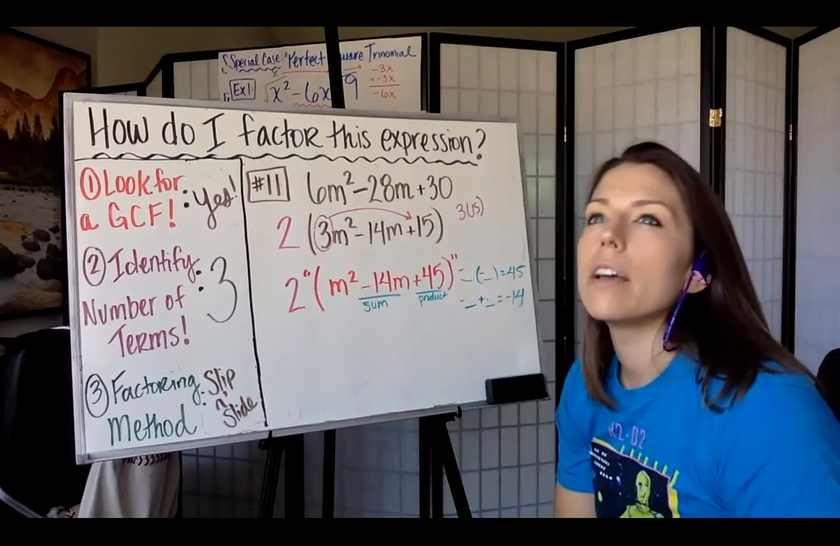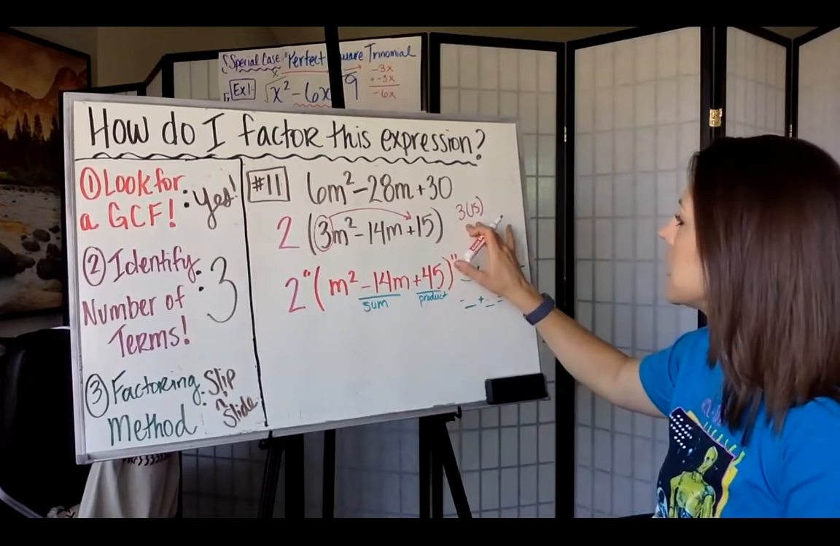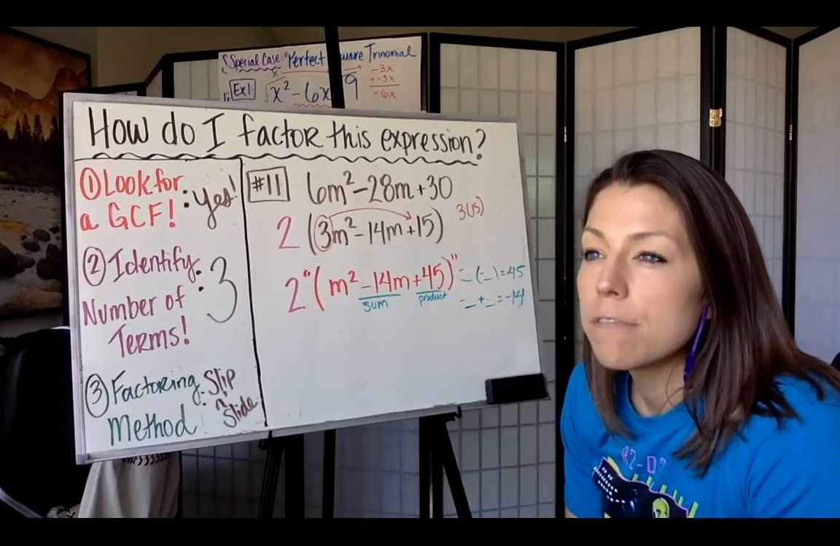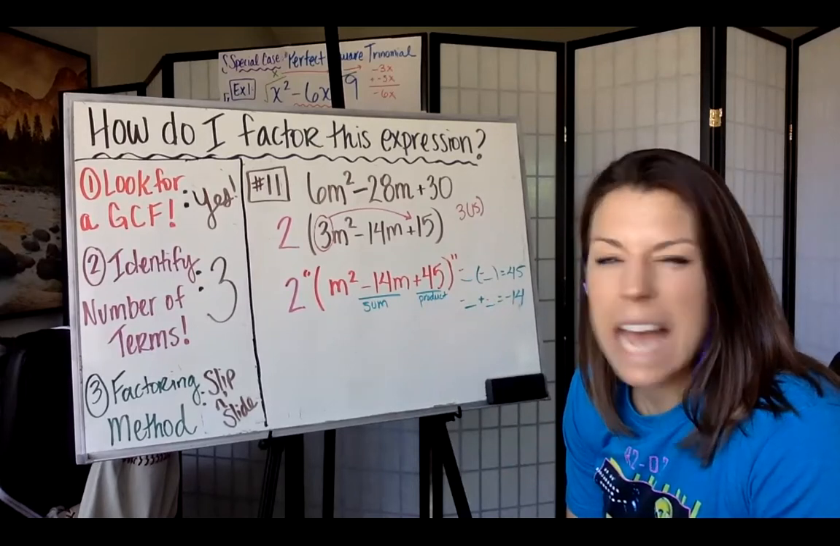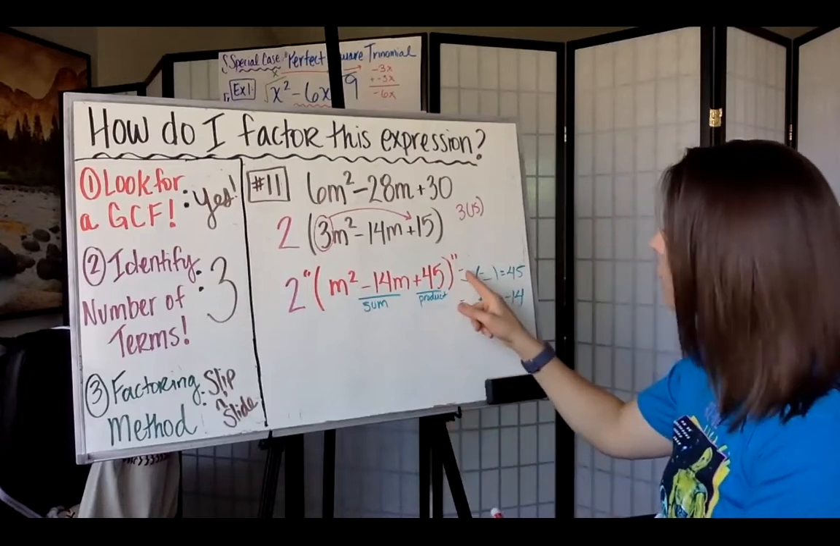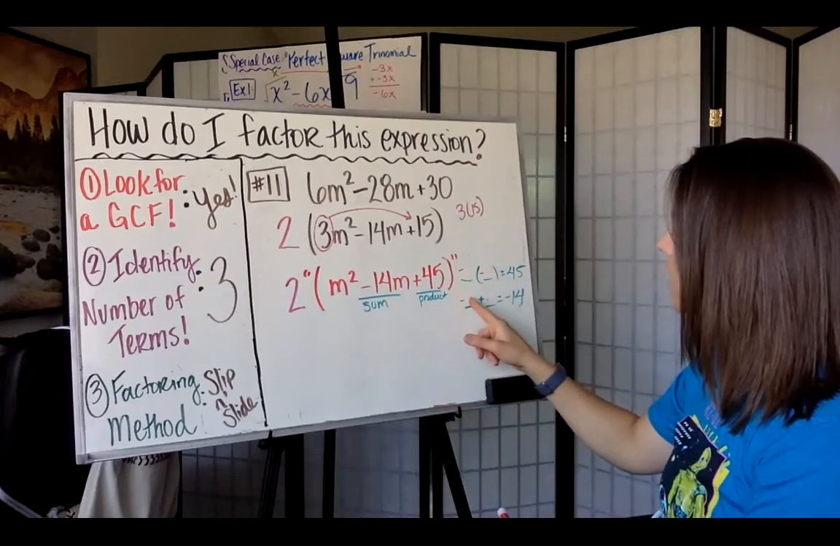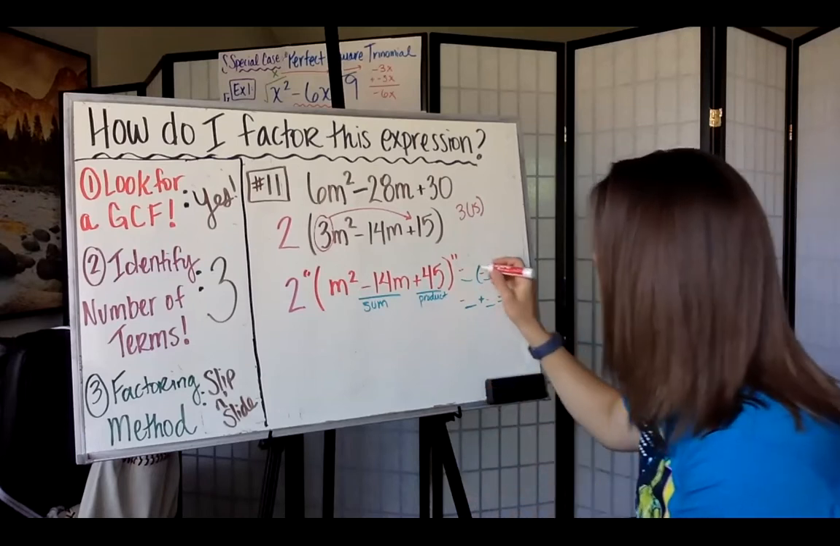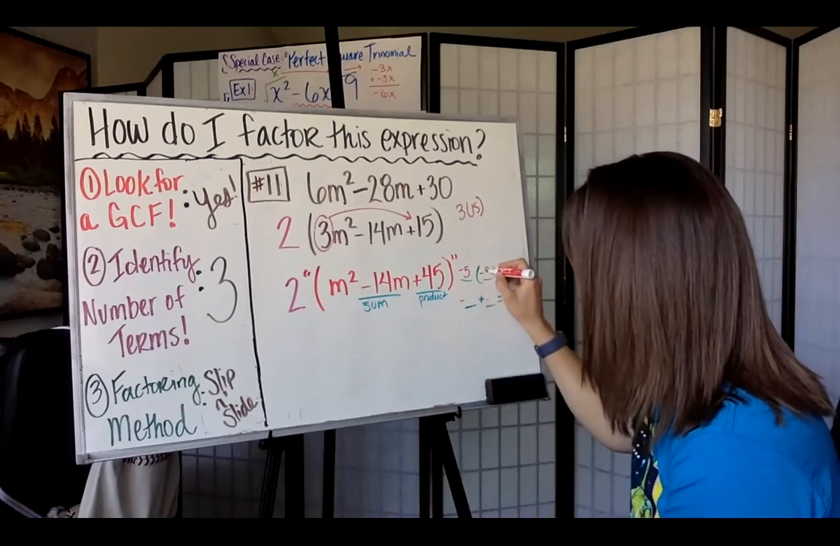What goes into 45? How about 3 and 15? Negative 3 plus negative 15, that's definitely not negative 14. 5 times 9? Yeah, let's try that. Negative 5 times negative 9. Does negative 5 plus negative 9 equal negative 14? Yeah, it does. So we have negative 5 and negative 9.